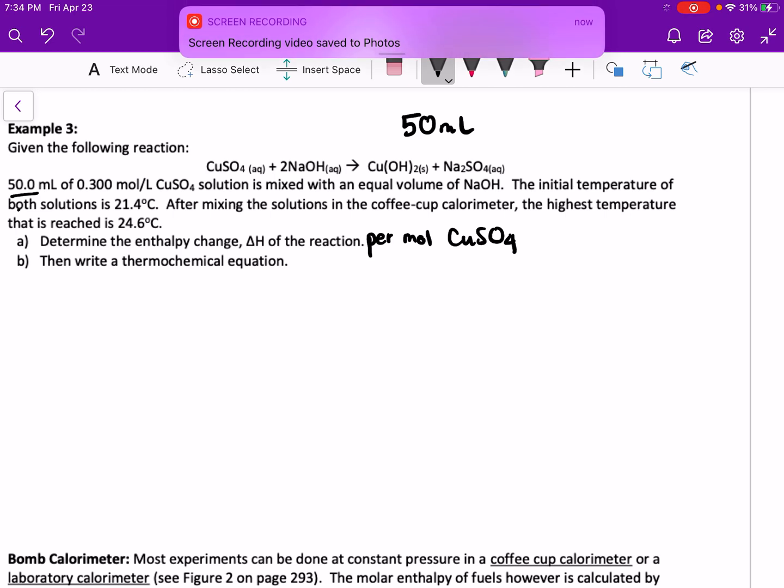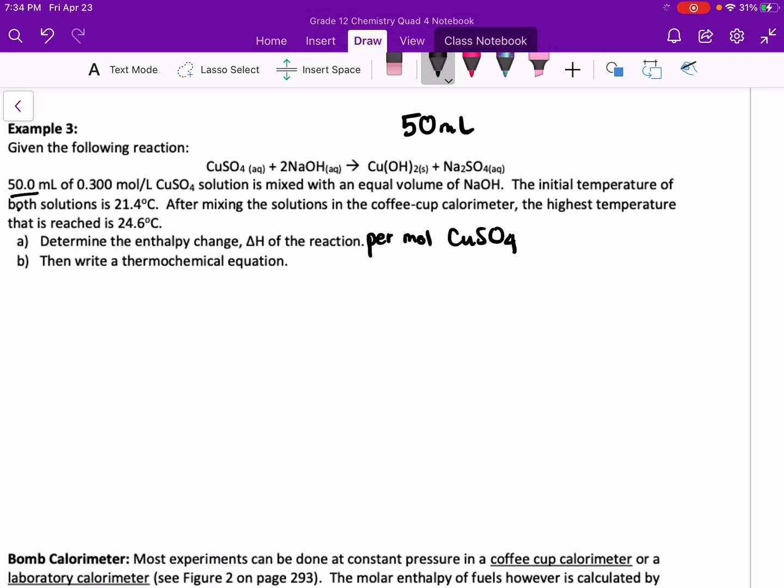It wants us to determine the enthalpy change, which is delta H of the reaction, per mole of copper(II) sulfate, and write the thermochemical equation. So here, we know our first step is to determine Q with mc delta T. When we're thinking about the mass here, we have 50 milliliters and 50 milliliters that make up our solution, so we have a total of 100 grams.